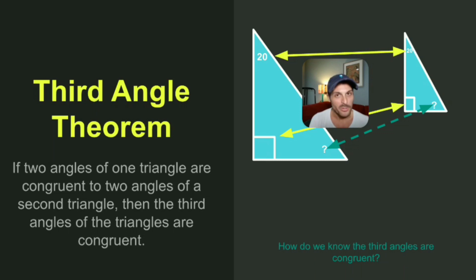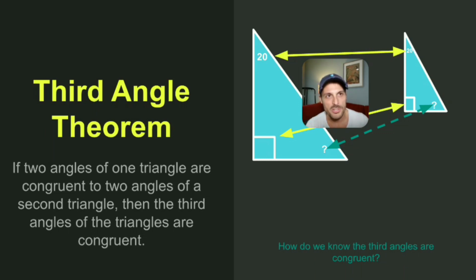The sum of the angles in a triangle is 180. 180 minus 90 minus 20 is 70. 180 minus 90 minus 20 is 70. That is equal to that. And as long as this angle is equal to that angle, this angle is equal to that angle, the third angles are always equal for any pair of triangles when it meets these conditions.